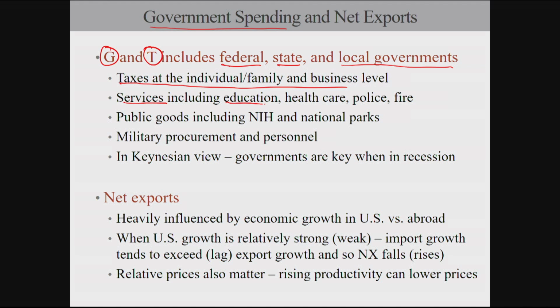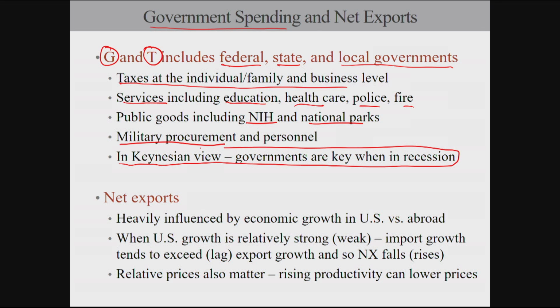Services that the government provides include education, healthcare, police, and fire, or public goods like the National Institutes of Health or national parks. Military procurement is a big part of government spending. And in the Keynesian view, this is an important thing to take away from today. In the Keynesian view, governments are really important when the economy is in a recession. If, for whatever reason, the economy started to sputter and growth started to slow down and unemployment started to rise, in the Keynesian view, the government should come along and either cut taxes or raise government spending.